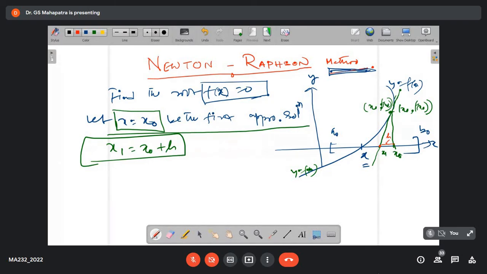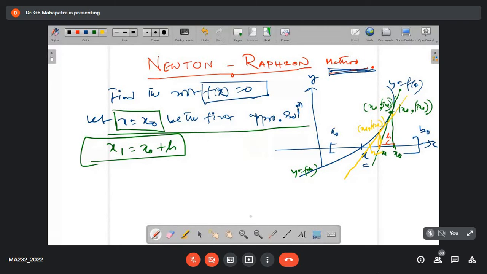Now if you do the same thing again, what do you have to do? I have to change the color. Just again draw the perpendicular line, that means parallel to the y-axis, from that point, at this point, that means x1 comma f of x1. Again, you have to draw a tangent, and let that tangent touch the x-axis at this point, x2.